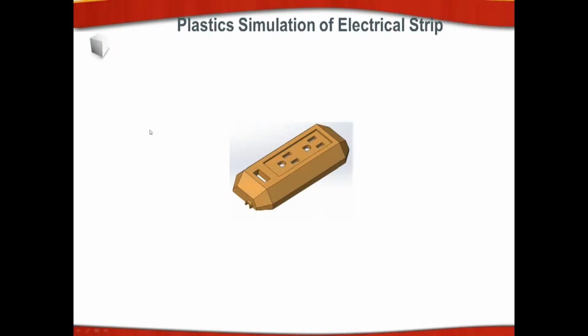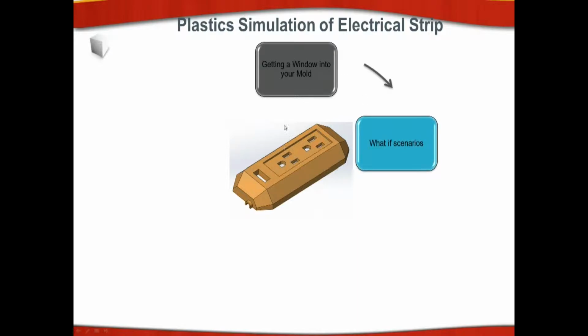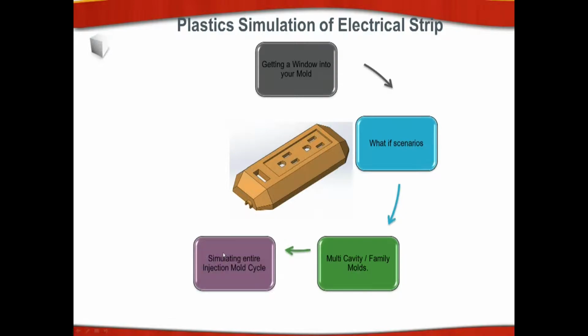So I've got a little electrical strip. This is the little demo that we're going to be dealing with. And for the most part, we're going to deal with a couple different little what-if scenarios on this. We'll look at multi-cavity molds, families of molds.